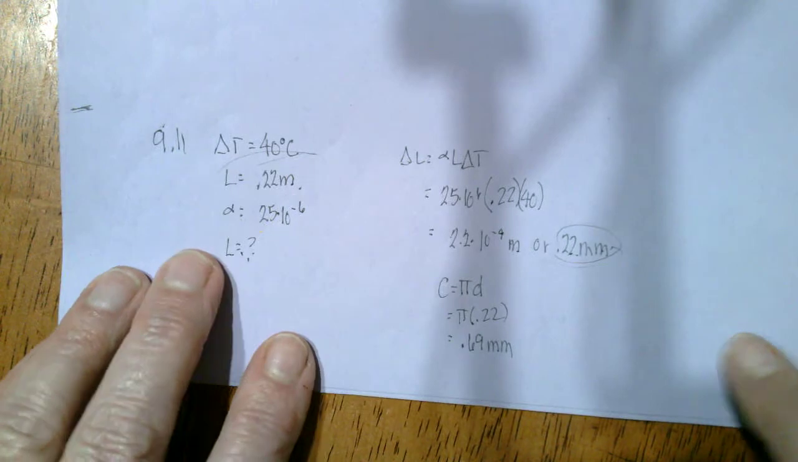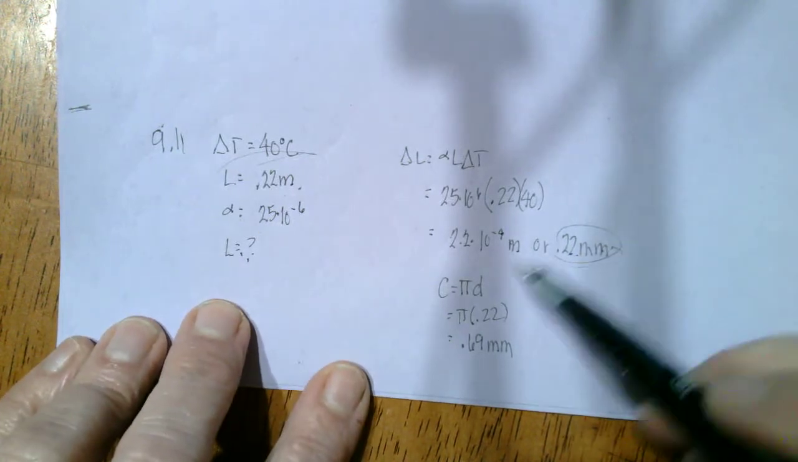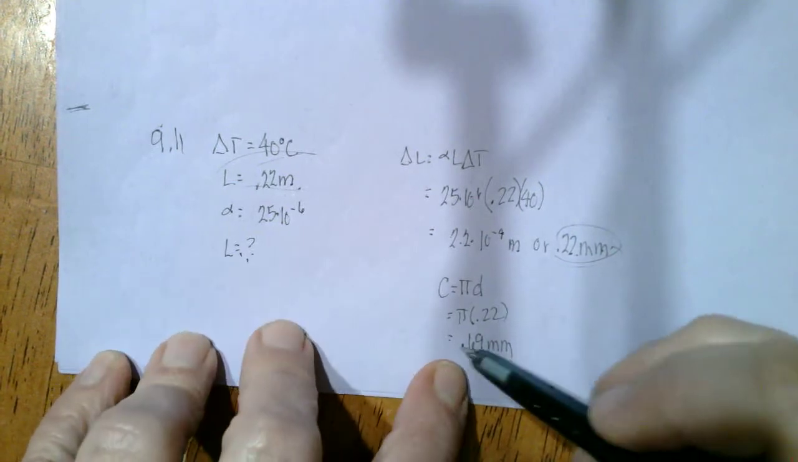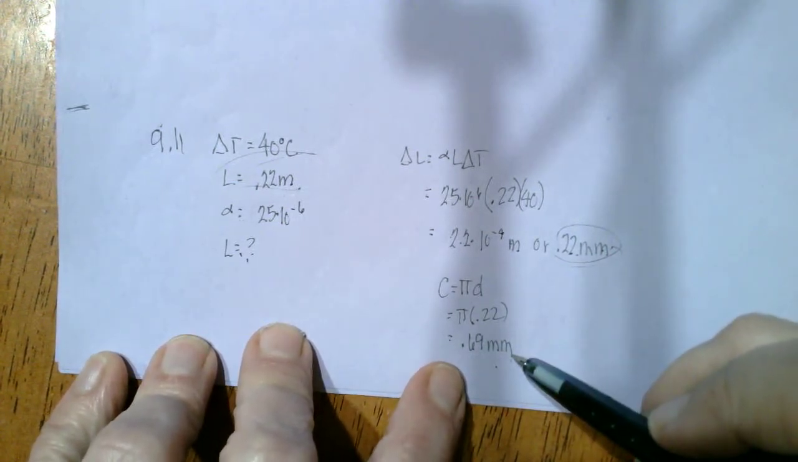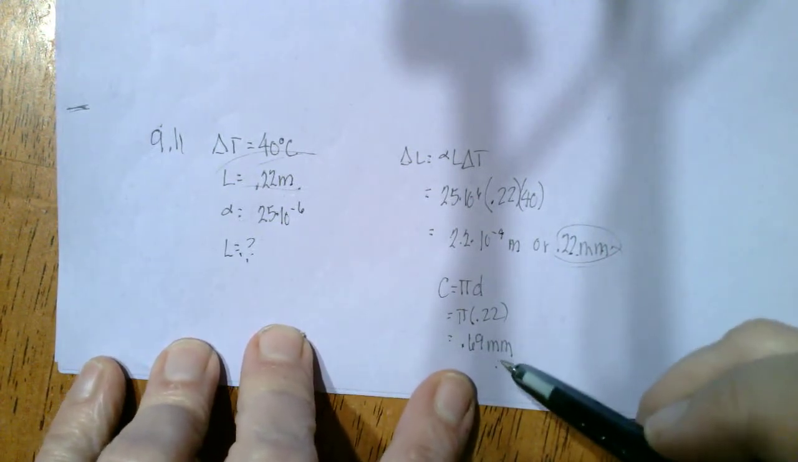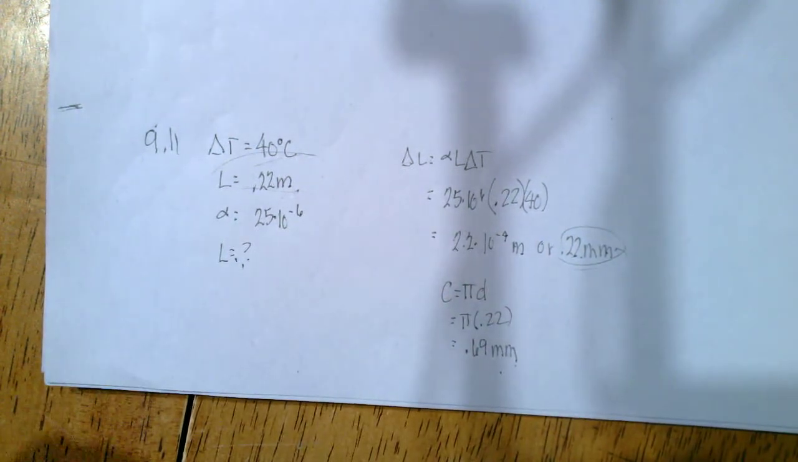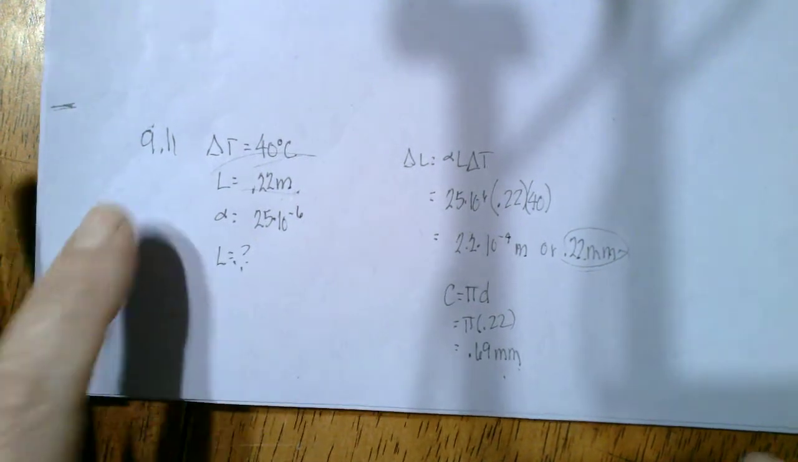I'm not going to take the time now to do what the expansion would be for glass. You would just use the glass for alpha. You would find that it does not expand as much, and for every little bit more that it expands, that's going to increase the lid of the jar more than it does the glass. And so you'll be able to pop it off.